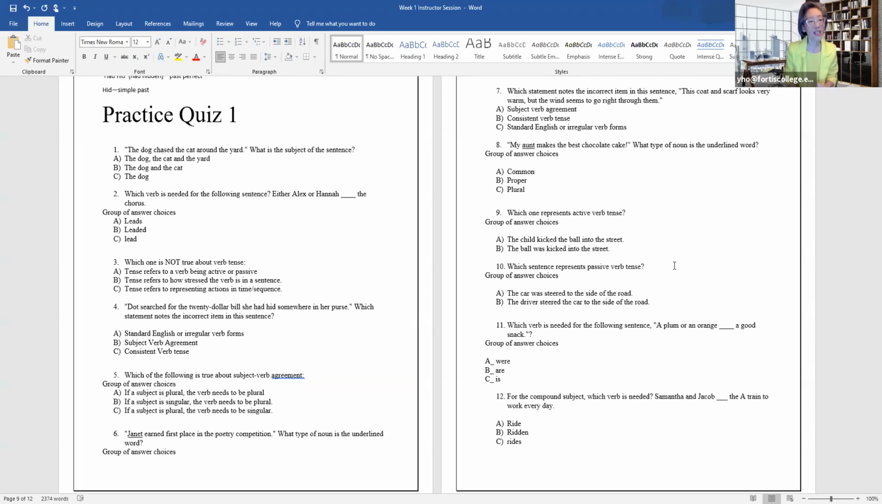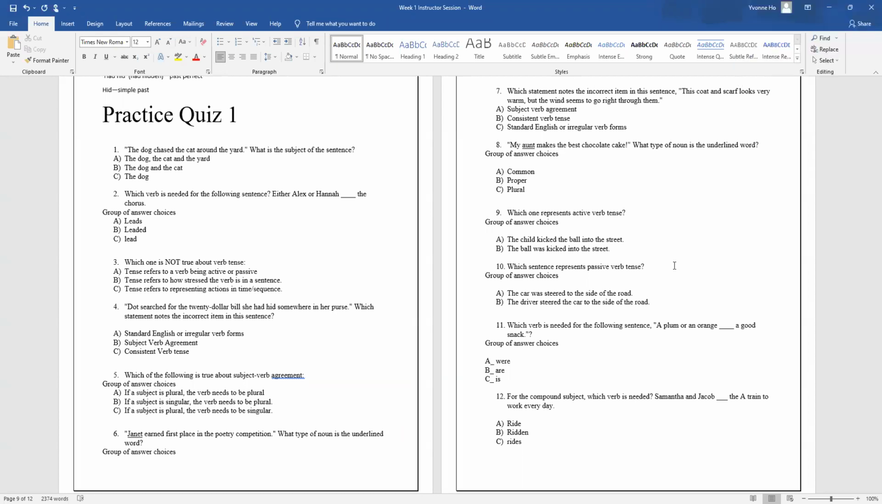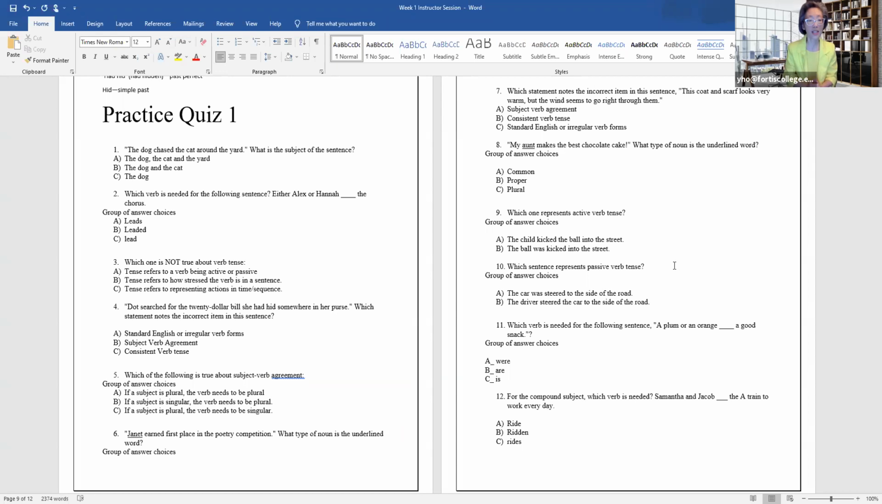The dog chased a cat around the yard. What is the subject of the sentence? Is it A, B, or C? Gail, is it A, B, or C? It's C, dog. The dog, excellent. Which verb is needed for the following sentence? Either Alex or Hannah, A, B, or C? Ashley.